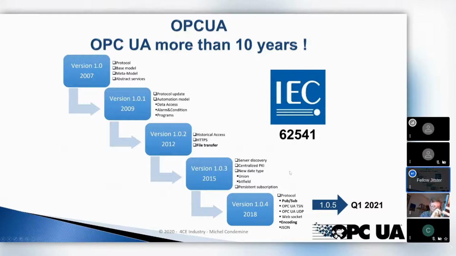Patrick already mentioned that it's very important for the adoption of the technology, for its longevity and its future. OPC UA is an international standard, the IEC 62541 standard, and you can find translations of every part of the specification in numerous languages.